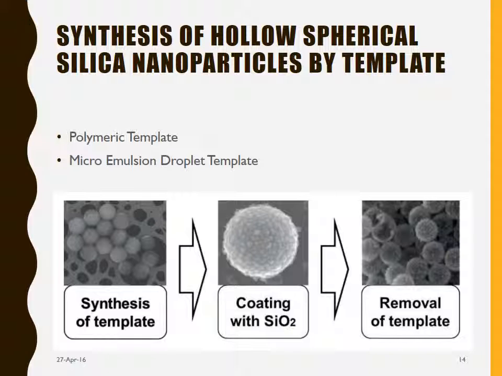Now we can take polymeric material like polystyrene. We take an aqueous solution of polyvinyl pyrrolidone and styrene and carry out the polymerization process at 50-80 degrees Celsius. Then we obtain nanospheres of polystyrene material. Now we take tetraethyl orthosilicate, which serves as the source of silica. We carry out hydrolysis of this material and obtain silica. We coat these silica particles on the template, and then we remove the template by calcination at around 500 to 600 degrees Celsius.